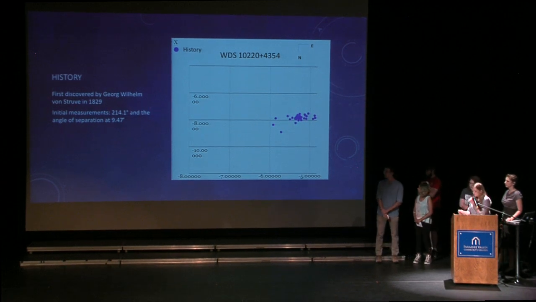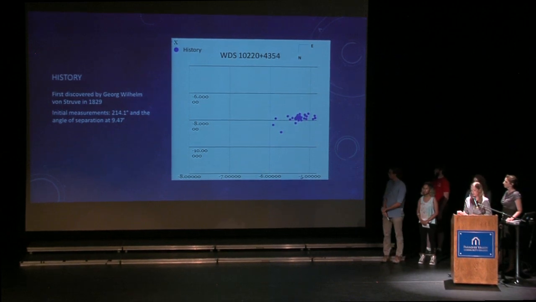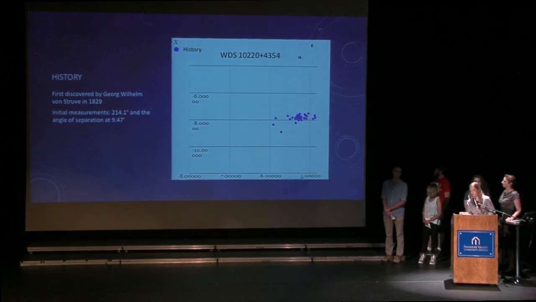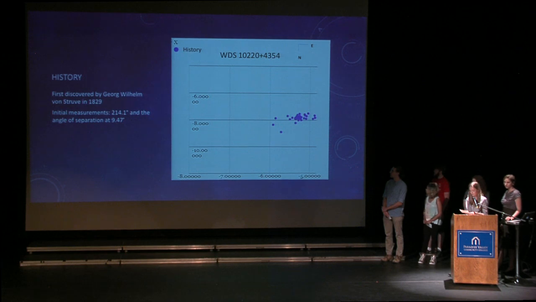So the yellow-white double star STF 1427 was first observed in 1829 by the astronomer Frederick George Wilhelm von Struve. Struve was able to establish the position angle from the true north at 214.1 degrees and the angle of separation at 9.47 arc seconds. Since his preliminary measurements, there have been a total of 38 measurements that have been added to the Washington Double Star Catalog.